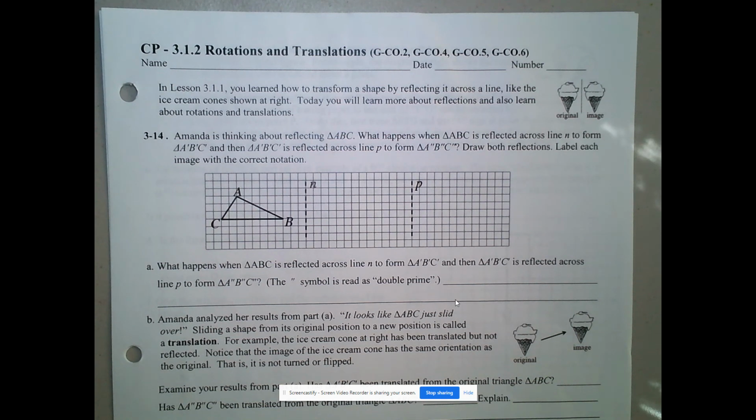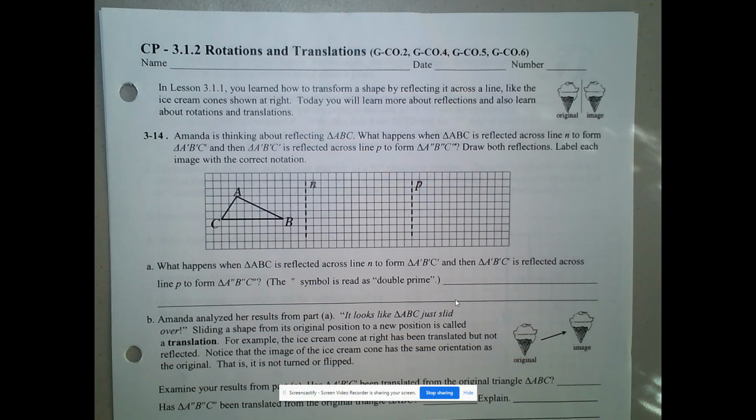All right, so lesson 311 was all about transforming a shape by reflecting it across a line. Transform or transformation is a really big word that just means some sort of change has occurred. Reflection is one type of transformation. So today we're also going to learn about rotations and translations, which also fit under the category of transformation because they are a form of change.